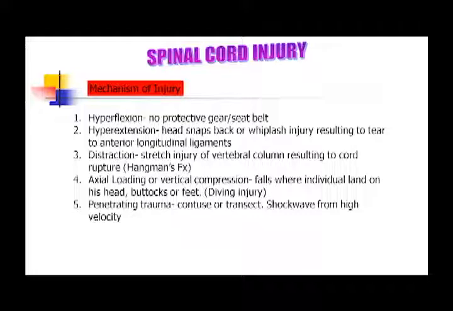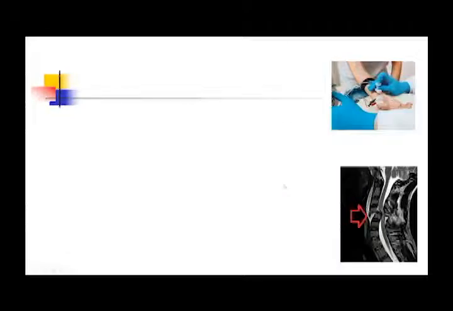Axial loading or vertical compression, falls where individual land on his head, buttocks, or feet. So in this case, head, buttock, or feet ang usually damaged. Penetrating trauma when there is a contusion or transection. So for example, we have here shockwave from electricity.